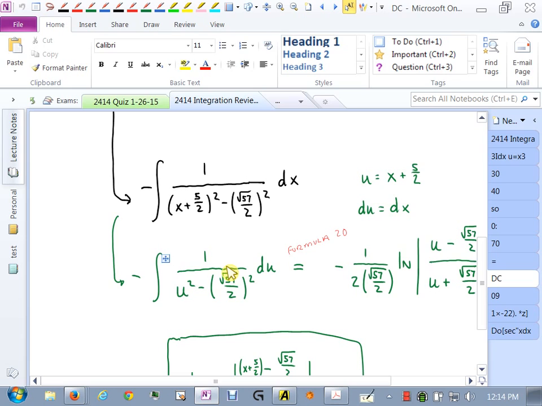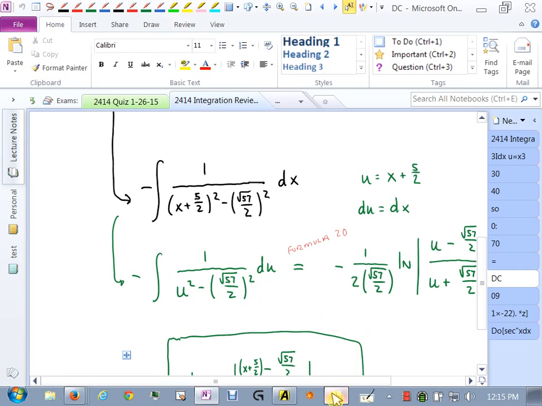1 over U squared minus A squared. So if this is not a plus, it's 1 over 2A natural log of U minus A over U plus A? Or is it plus on top? I forget. Plus is on the bottom? Yeah, okay. So that's the formula. This is number 20. Right? Number 20. Yeah. Okay. So is that it?